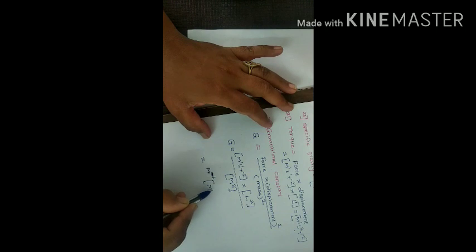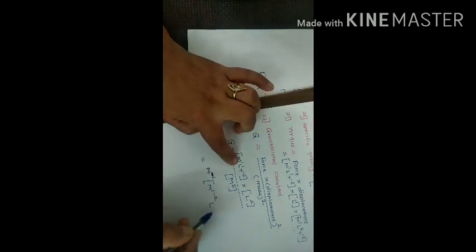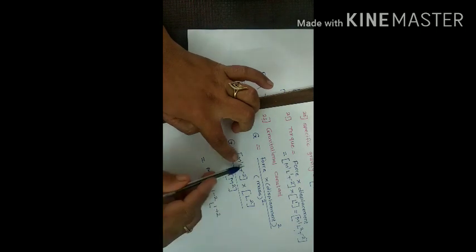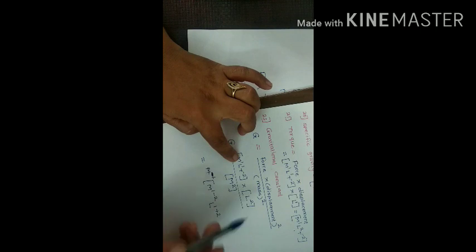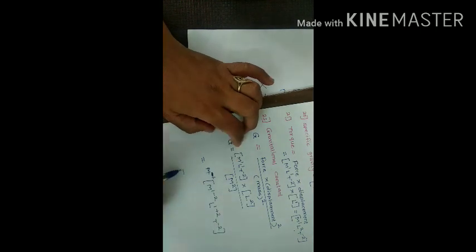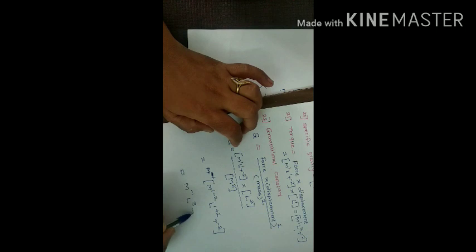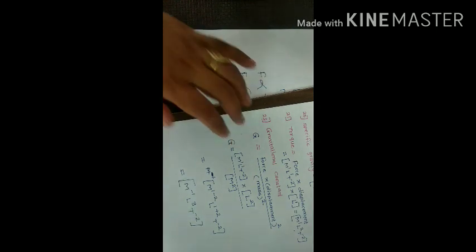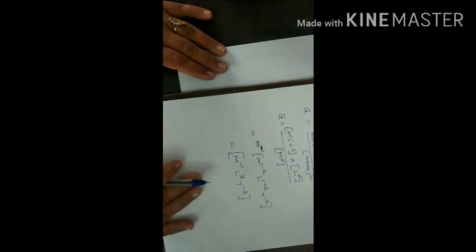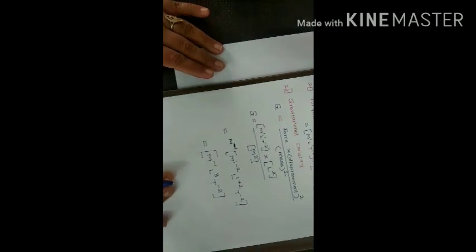M raised to the power 1 minus 2, L raised to the power 1 plus 2, here L raised to the power 1, L raised to the power 2, and T raised to the power minus 2. Then we are getting M raised to the power minus 1, L raised to the power 3, and T raised to the power minus 2. Those are the dimensions for gravitational constant G.